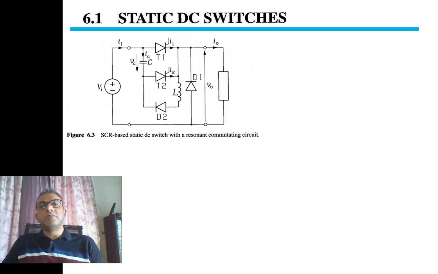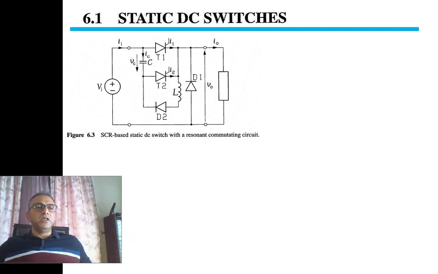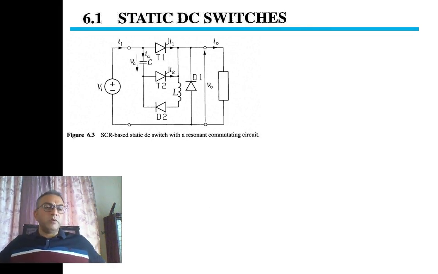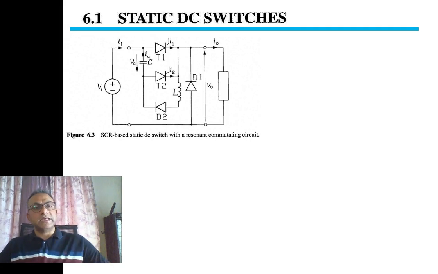Why are we using an SCR? Because SCRs have high current handling capacity. So in case the load demands much current, then MOSFETs or IGBTs might not be feasible, and it will be essential for us to use SCRs. Now there is a problem with the SCR: there is a separate technique to turn on the SCR, and there is a separate technique to turn off the SCR.